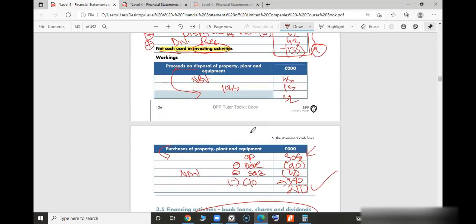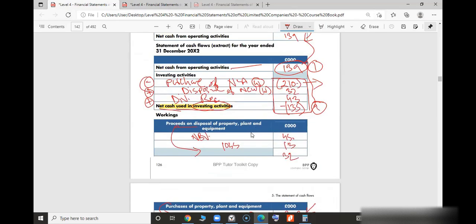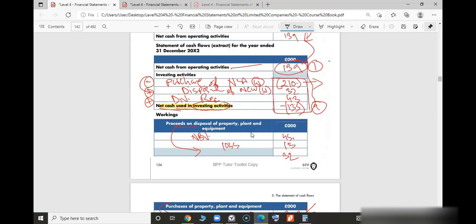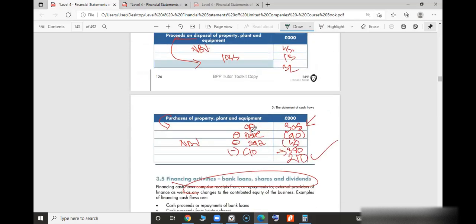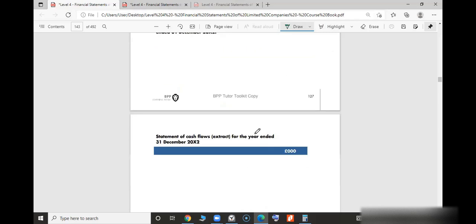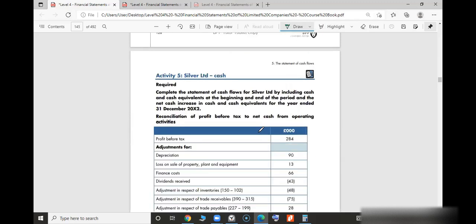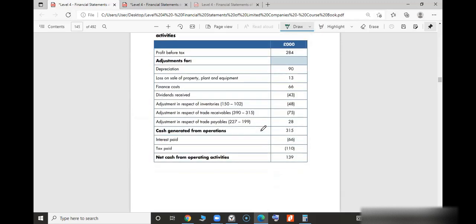From operating activities, I'm taking another color pen now. From operating activities, 139 positive money. From investing activities, 135 negative money. And from financing activities, it's 60 positive money. So ultimately, it's going to be positive money anyway. But how do you do it? Oh, they've done it. They made our life easy.